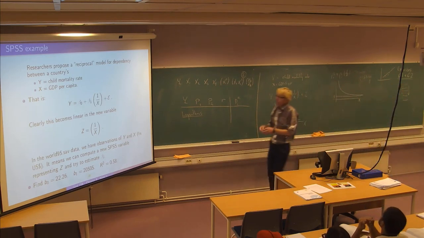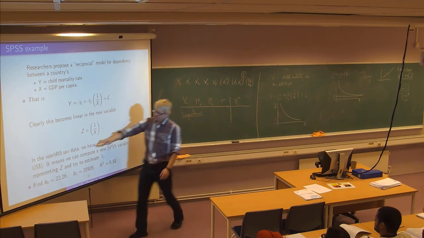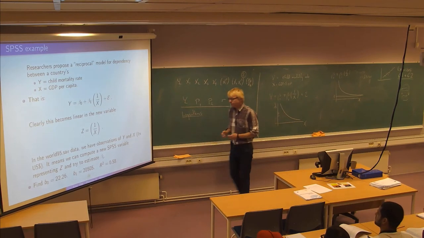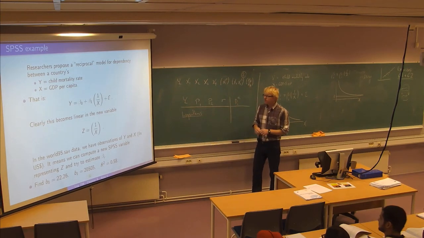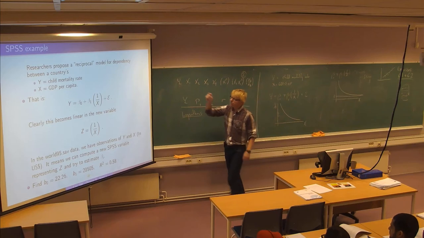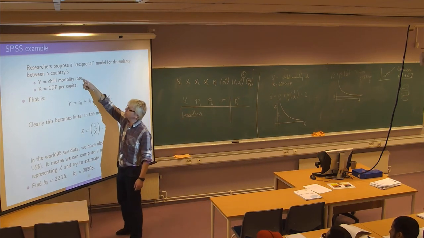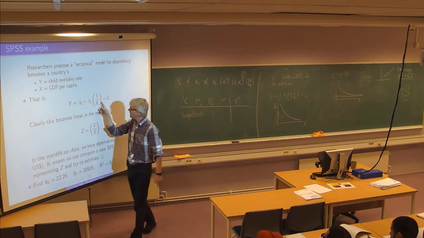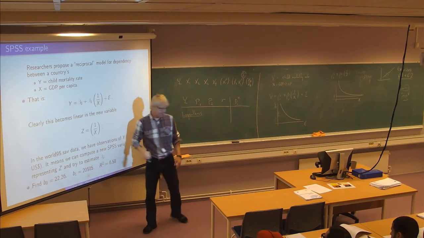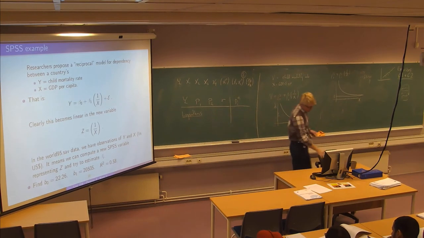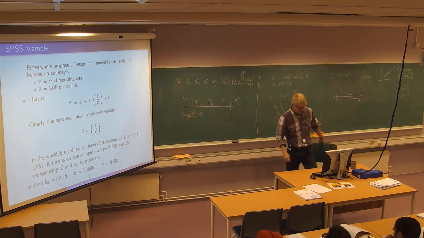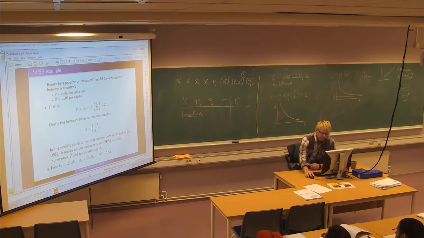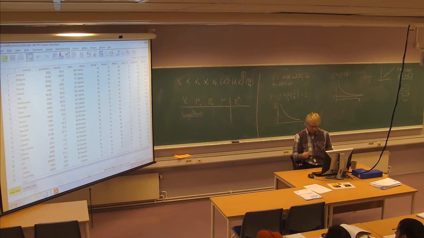So let's see, since we have this demographic data, let's just see how this looks. What we have is actually not 1 over x, but we have this child mortality rate for some 109 countries, and also this GDP per capita. So let's try and estimate these coefficients here with SPSS. There are just a few steps.